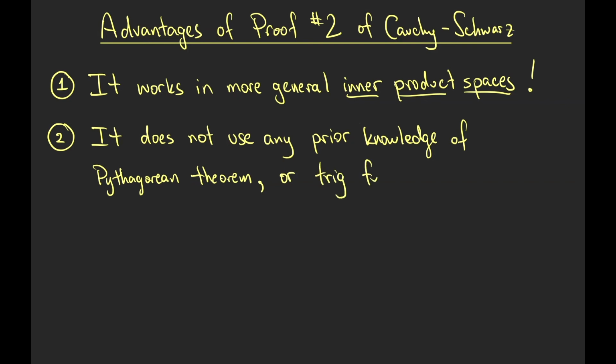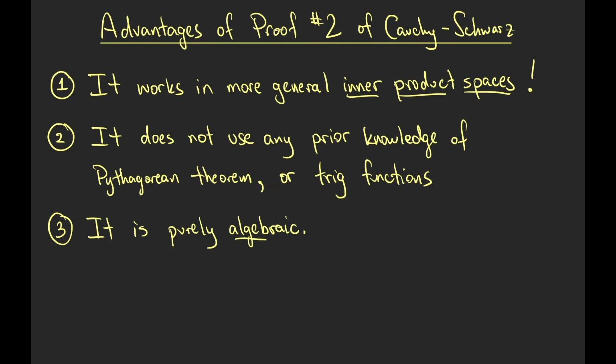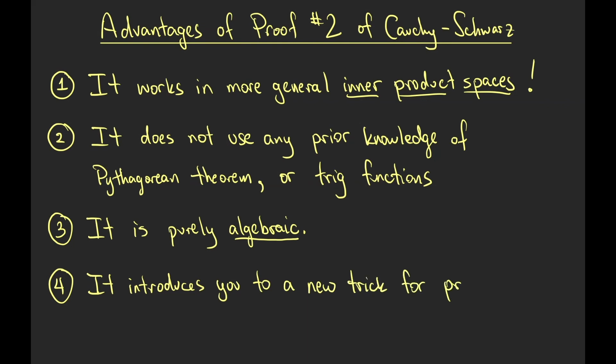The third reason is that it's purely algebraic. This is both kind of a blessing and a curse. The more geometric proof may have been more intuitive, but the more algebraic proof is also nice because it allows us to run the proof without ever having to draw pictures or think too hard. It's just purely algebra.